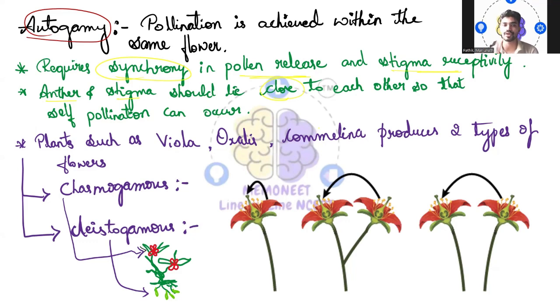and some others commonly produce two types of flowers: chasmogamous flowers and cleistogamous flowers. So in autogamy itself, you will see two kinds of flowers being produced.